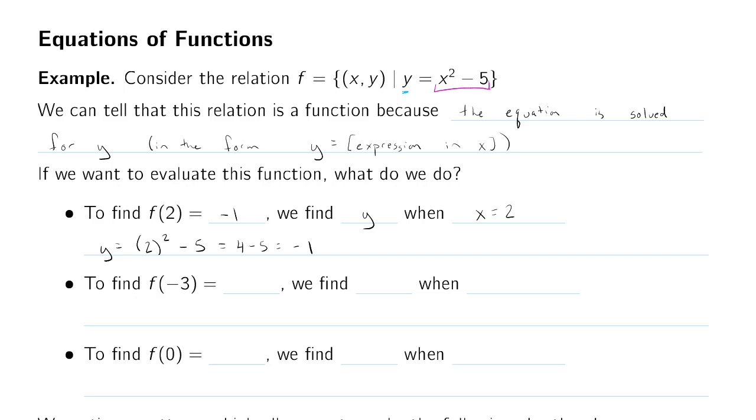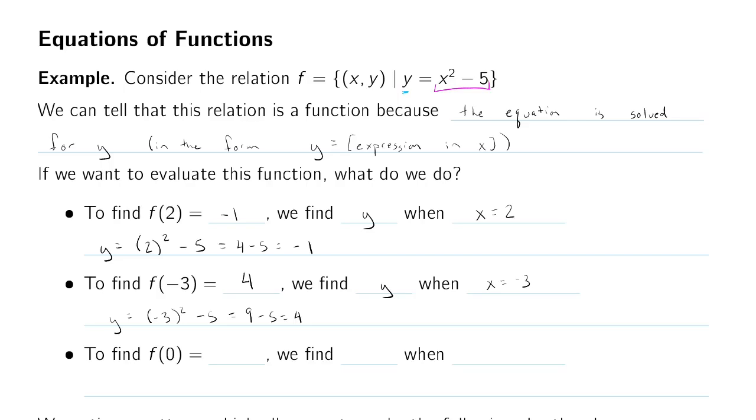To find f of negative 3, we want to find y again when x is negative 3. Plugging that in, we get y equals negative 3 squared minus 5. Again, I know how to do that. That'll be 9 minus 5 equals 4. f of negative 3 is just 4.